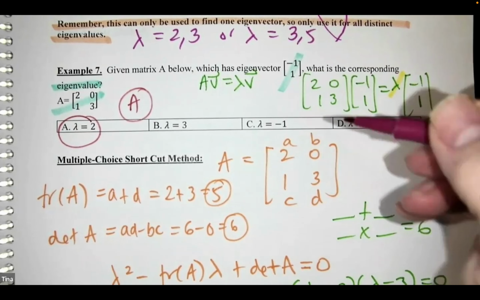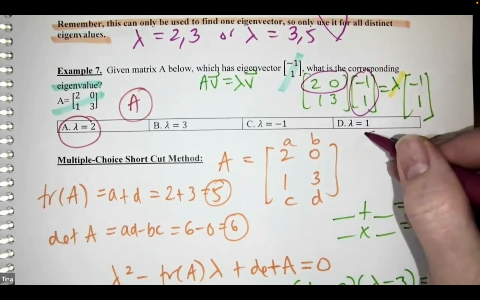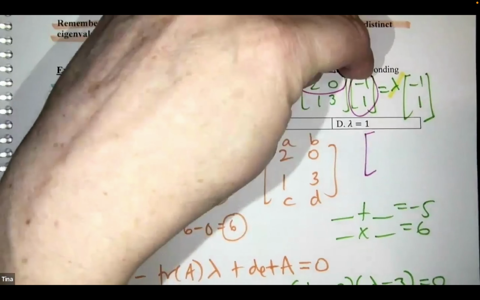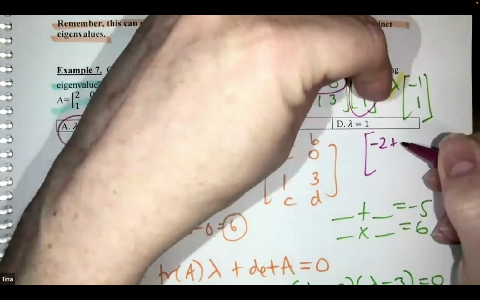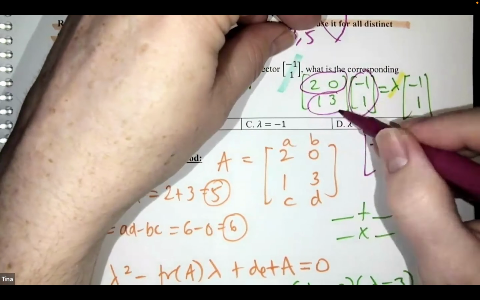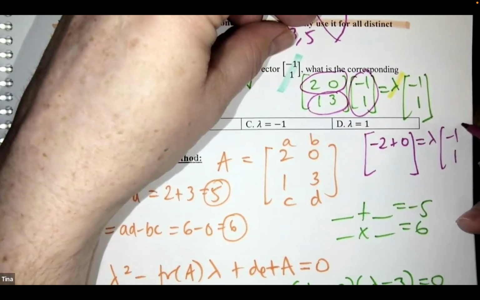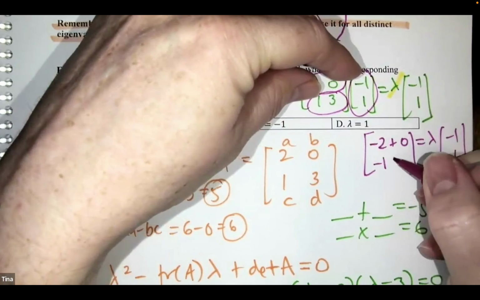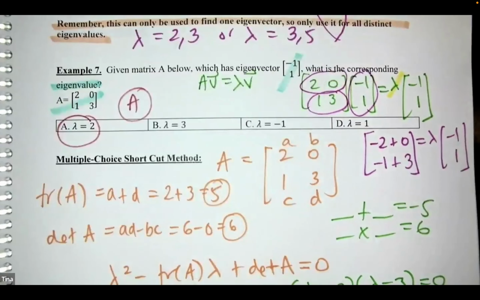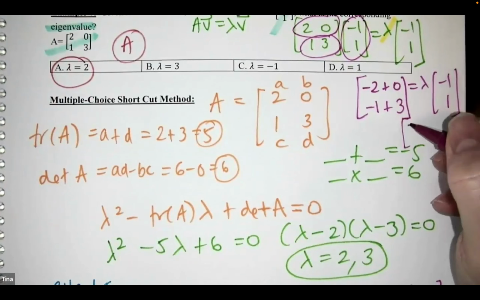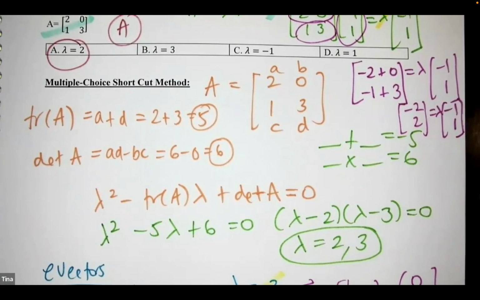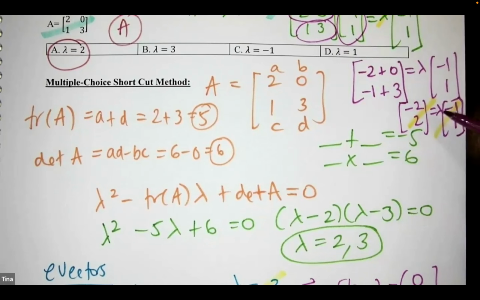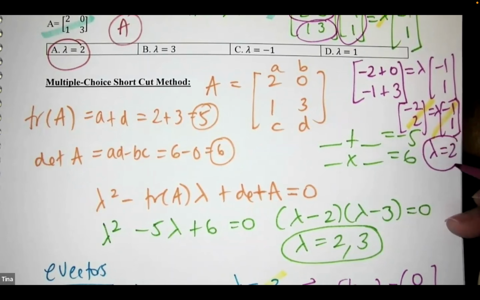Since I taught you how to multiply this, we can just say first times first plus second times second. So 2 times negative 1 is negative 2 plus 0 times 1 is 0. And on the bottom, 1 times negative 1 is negative 1 plus 3 times 1 is 3. Well, guess what? We have negative 2, 2 is lambda times negative 1, 1. Just look at it by inspection. What's lambda? Something times negative 1, 1 has to be negative 2, 2. Then the something is clearly just 2.